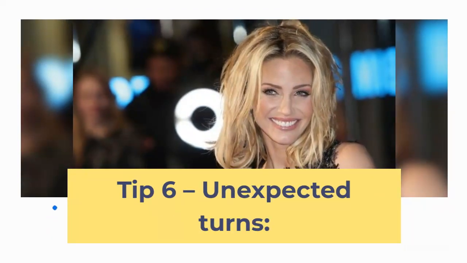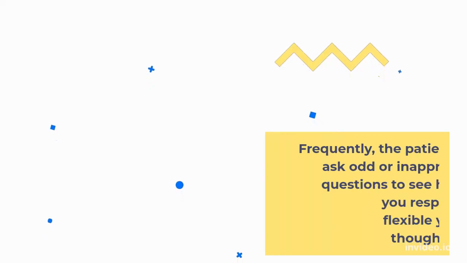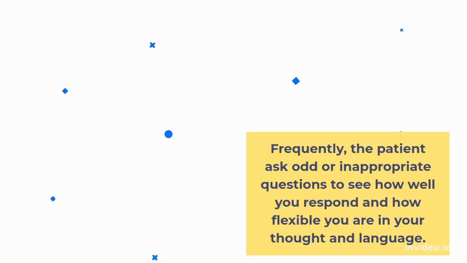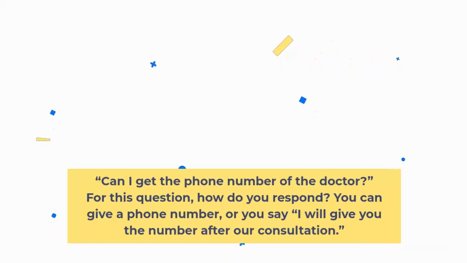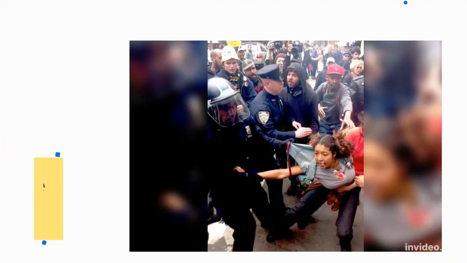Tip 6. Unexpected turns. Frequently, the patient asks odd or inappropriate questions to see how well you respond and how flexible you are in your thought and language. For instance, can I get the phone number of the doctor? For this question, how do you respond? You can give a phone number, or you say I will give you the number after our consultation.